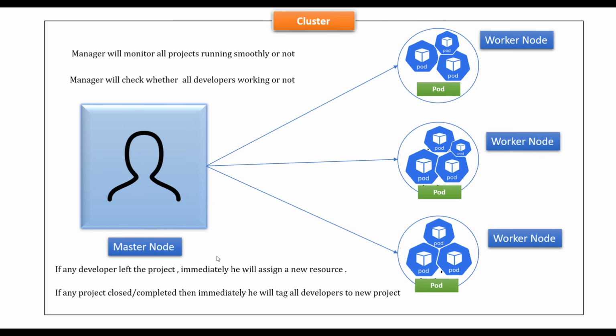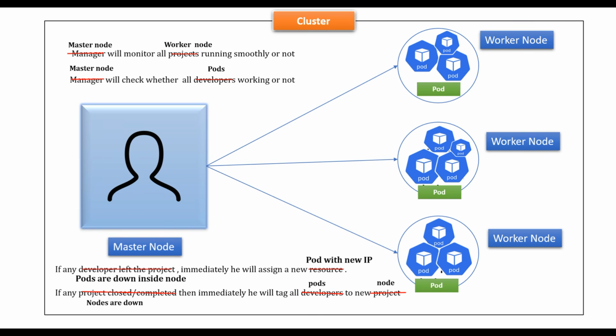Since the master node acts as a manager, what will it do? The master node will monitor all the nodes, whether they are running smoothly or not. It will monitor their health, resources and memory. The master node will check whether all the pods are working or not. Similarly, if any pod is down inside a node, it will immediately assign a new pod with a new IP address. In case any node is down, it will immediately tag all the pods from the existing node to a new node. So this is what the master node does.